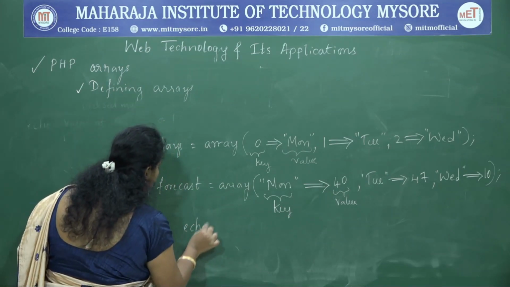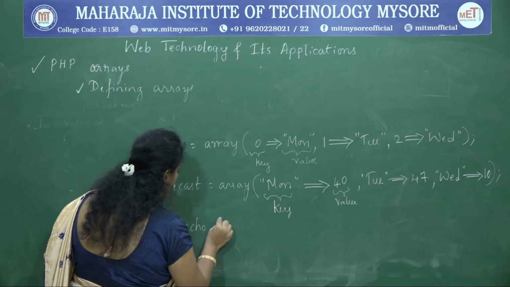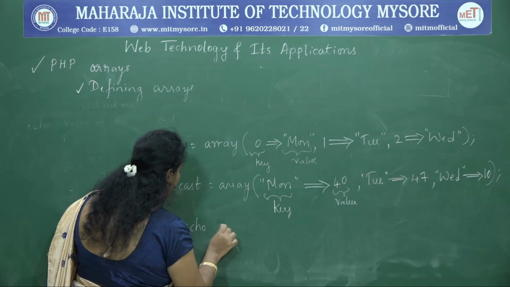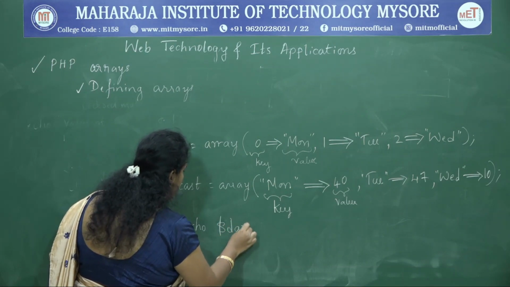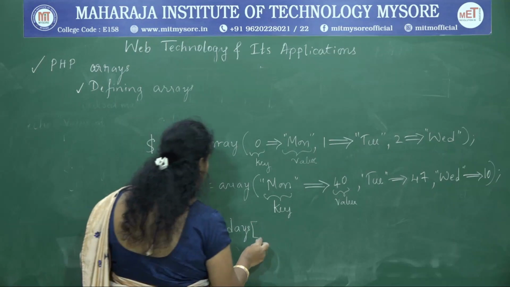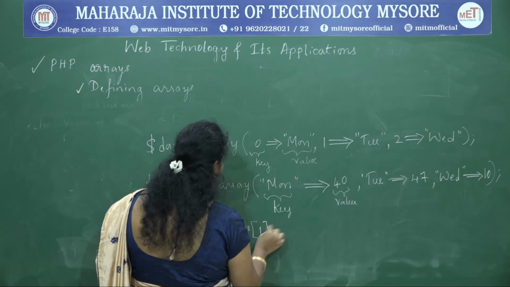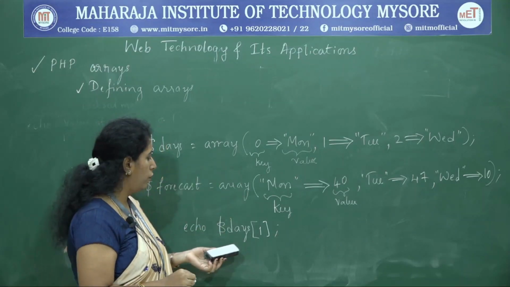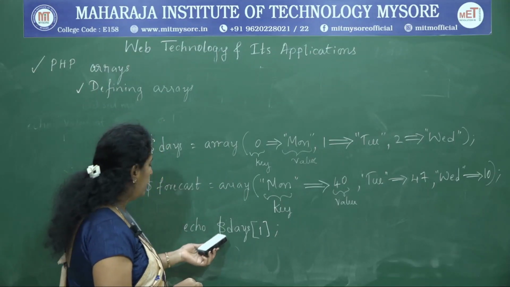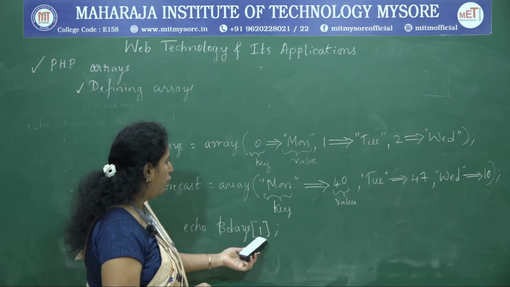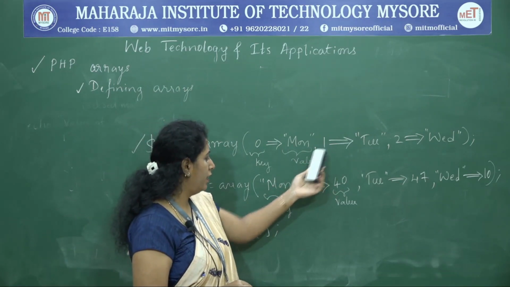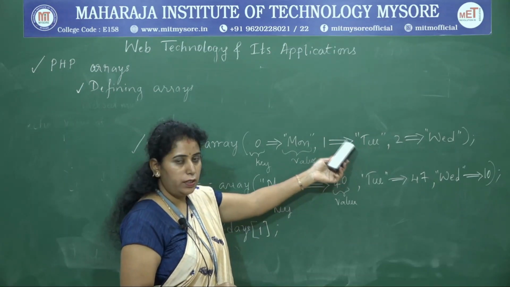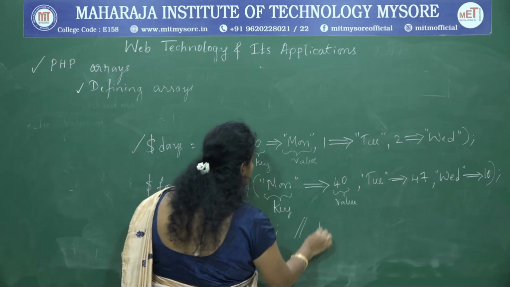Echo, then echo days of 1. When I consider this array, if I want to print some elements of an array, how do I access? Echo days of 1. So in index, I mean to say in key 1, what is the value associated with it? Tuesday. So it results Tuesday.